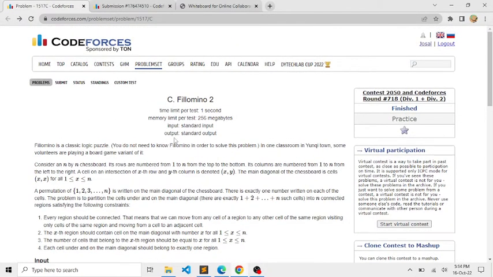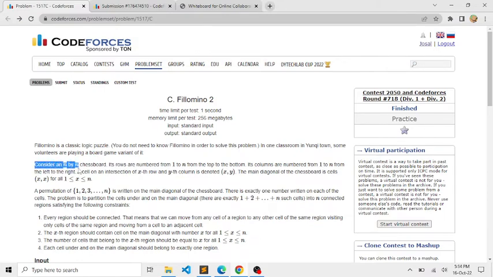In today's video, we are going to go over another question on Codeforces, that is Philomeno 2. Let's quickly go over the problem statement. Philomeno is a classic logic puzzle and you don't need to know Philomeno in order to solve this problem. In a classroom of Town, some volunteers are playing the board game variant of it.